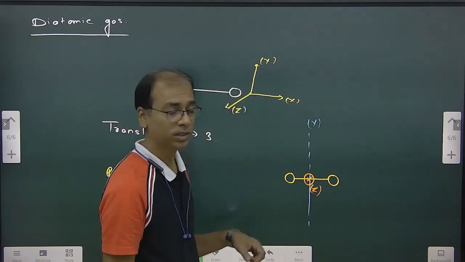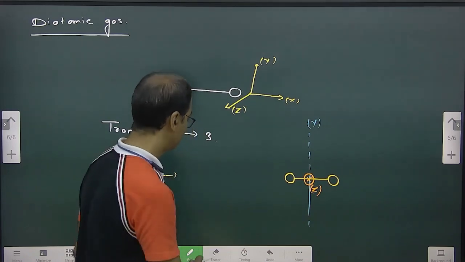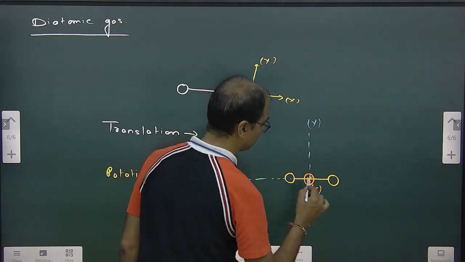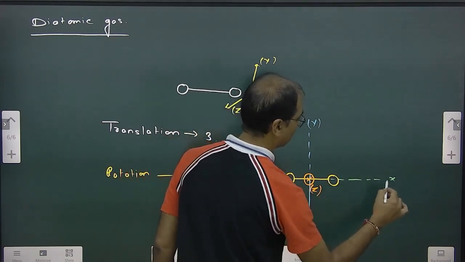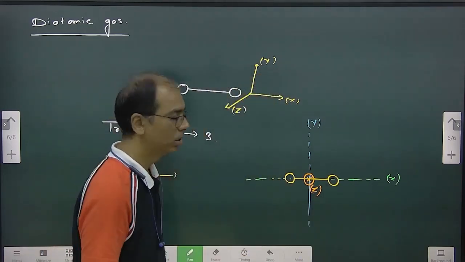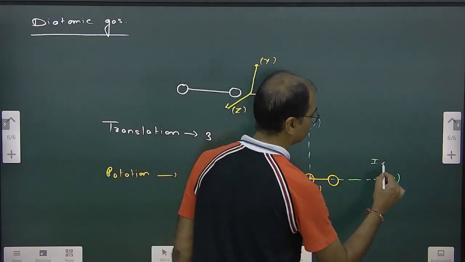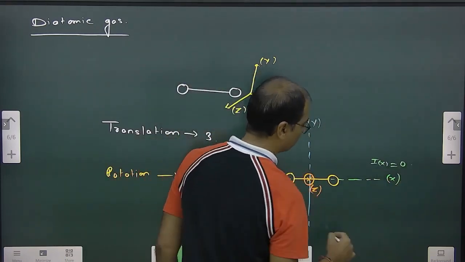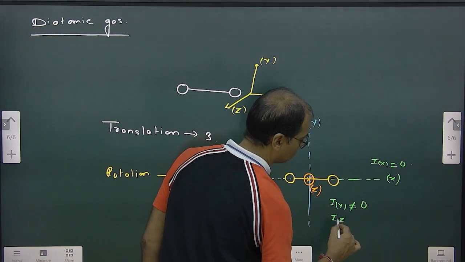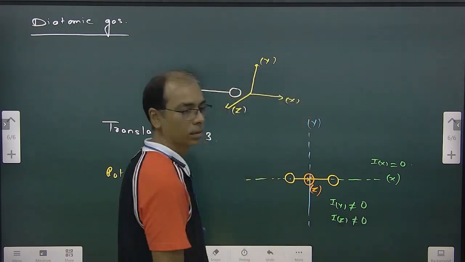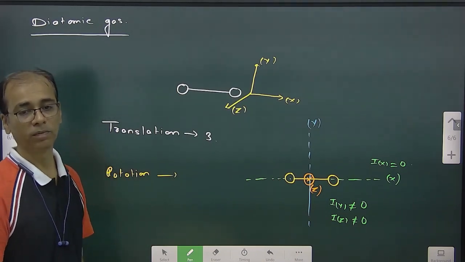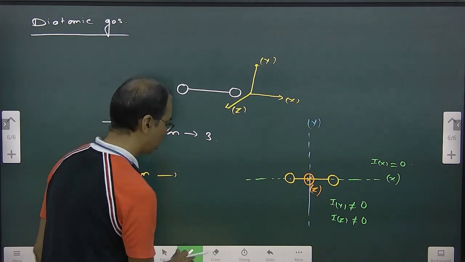Along the z-axis, possible. Along the x-axis, if I am seeing, then again it is the same case as it was in monoatomic. This will be the x-axis, and it's passing through the atom. So if it's passing through the atom, again, moment of inertia about the x-axis is 0. But moment of inertia about y is not 0 and about z is not 0. So two types of rotation are possible here. So we will say that the degree of freedom of rotation is also 2 here. Okay, how much? 2.